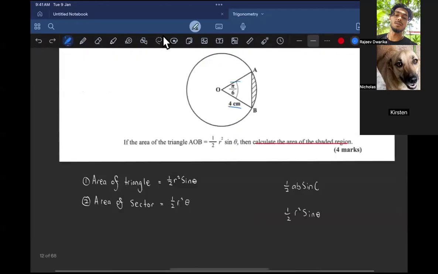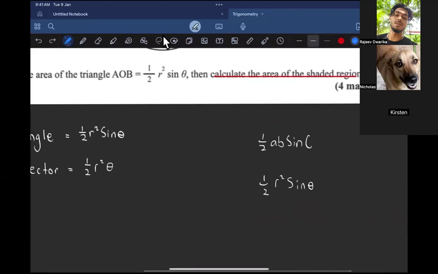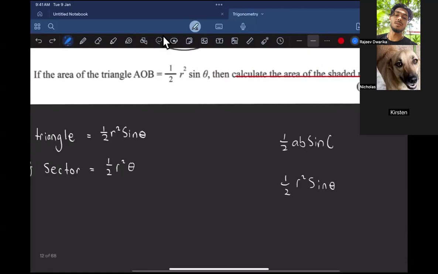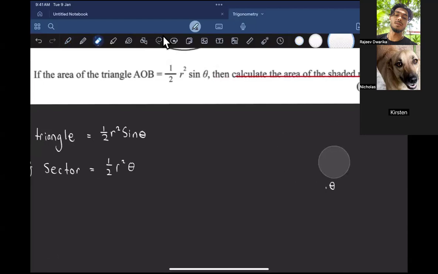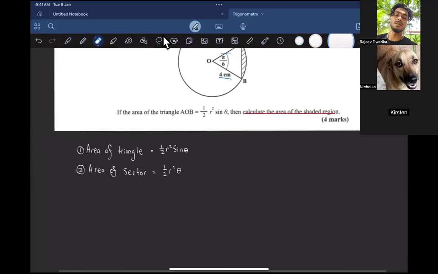What is R by R? Forget about the numbers. What is R by R? R squared. Yes. So that's how they get the formula, a half R squared sine theta. That's all. So you understand everything.